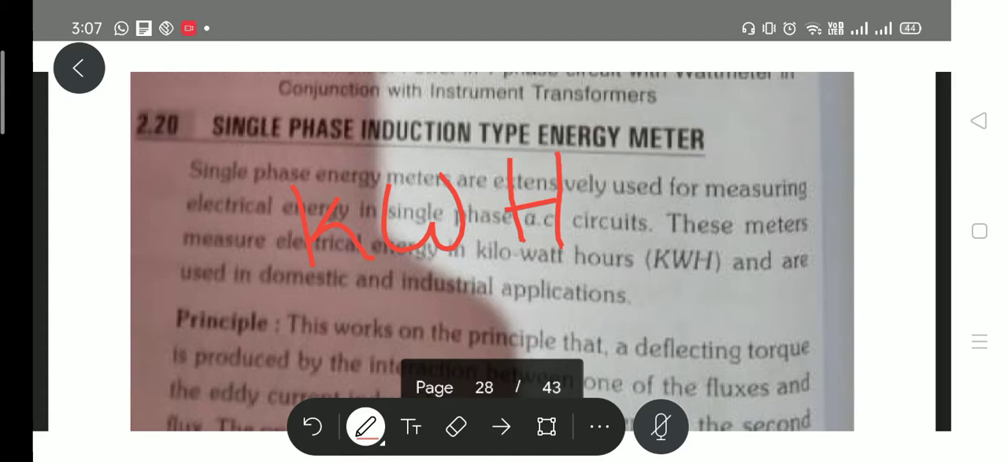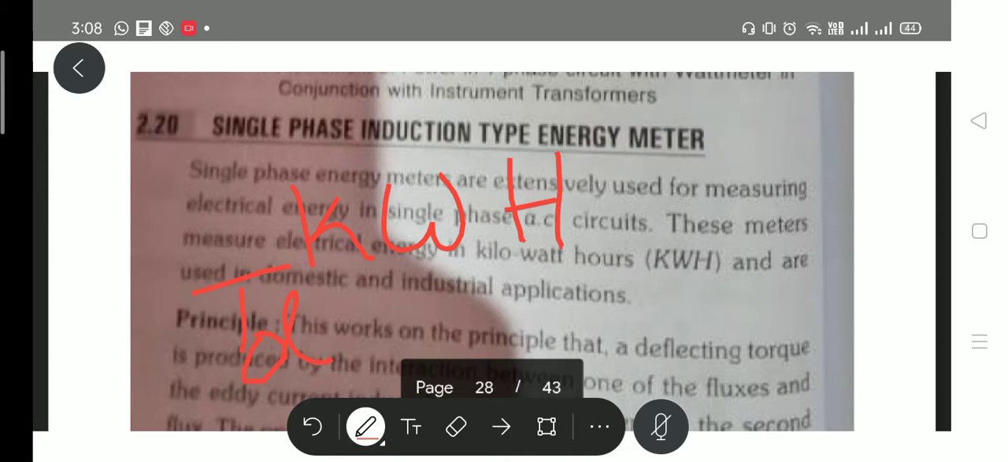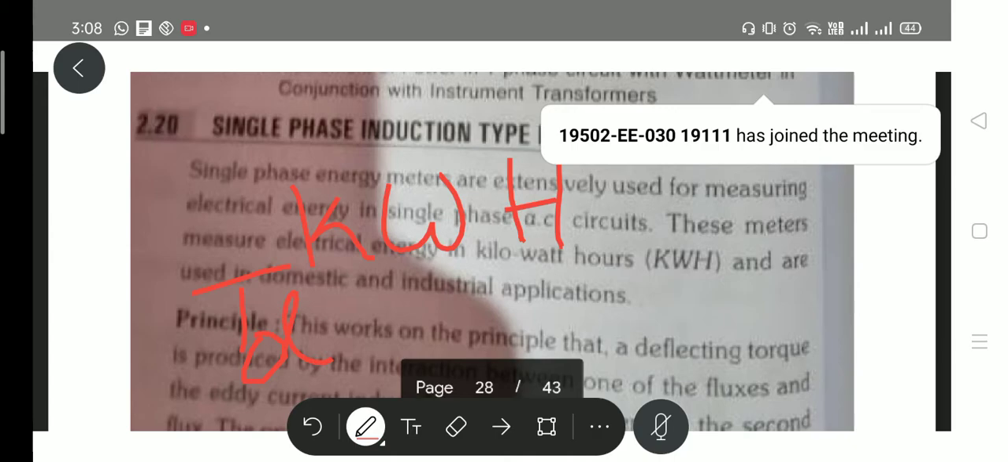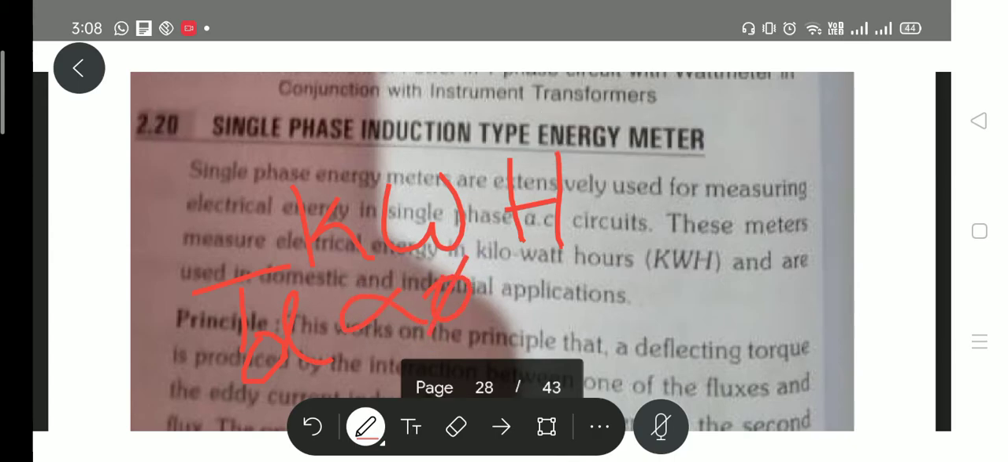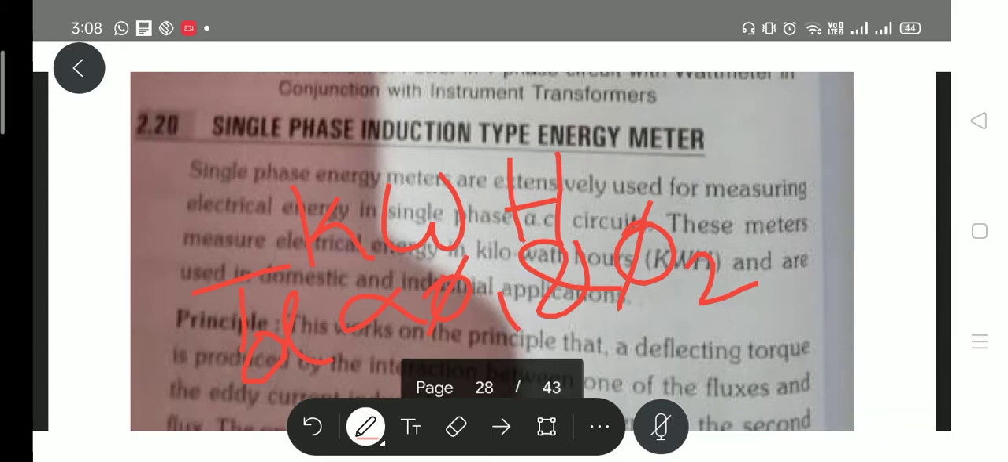Principle of the single phase induction energy meter. What is the principle of the single phase energy meter? We know the deflecting torque, right? TD. The interaction between the flux and the eddy current induced by the moving system produces one more flux. Here two fluxes are produced in this energy meter. From these two fluxes we can generate the magnetic field and we can generate the EMF in this coil. From that we can produce the torque.